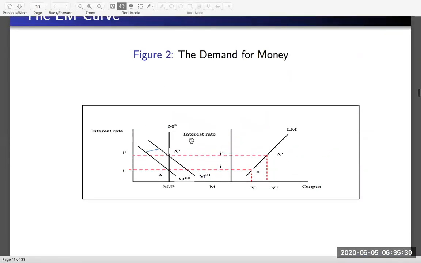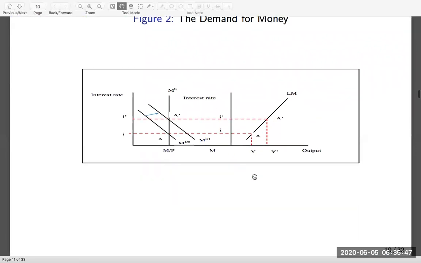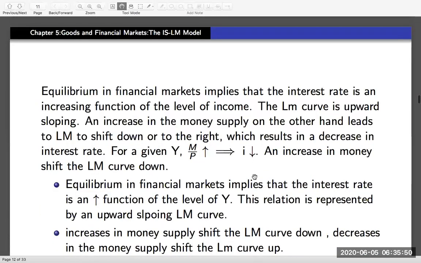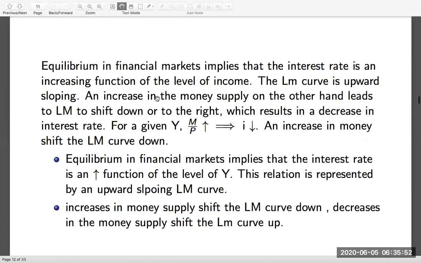Now, remember that later in the book, we're actually going to say that the LM is horizontal. You need to understand what the implications are when the LM is horizontal. It means that output change is insensitive to changes to interest rate, right? So equilibrium in financial market implies that the interest rate is an increasing function of the level of income. This is one of the assumptions we're making, but LM actually can be horizontal. So remember that, keep that in mind. Read about it in the book.